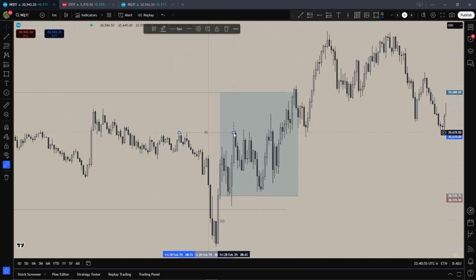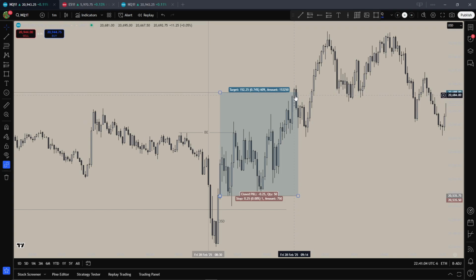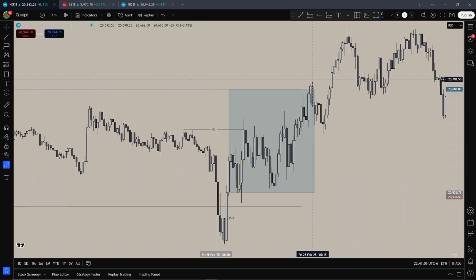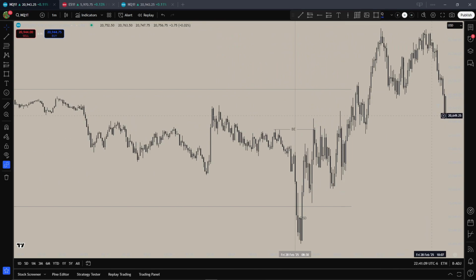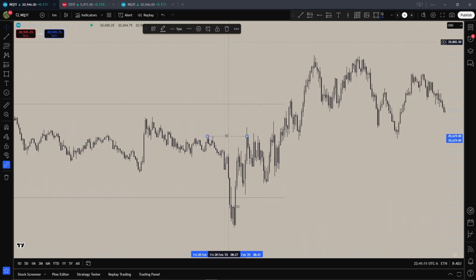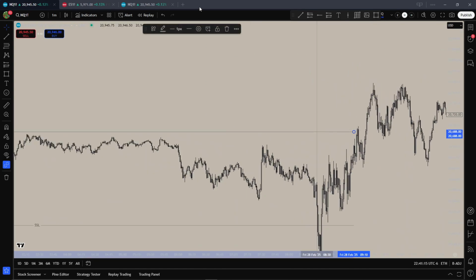I took 6 contracts off here, and then took the rest up here. And full TP here, that was the first trade on the NASDAQ or NQ, and it worked out perfectly. And then I took another trade.